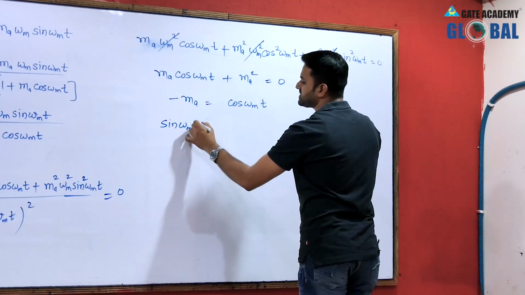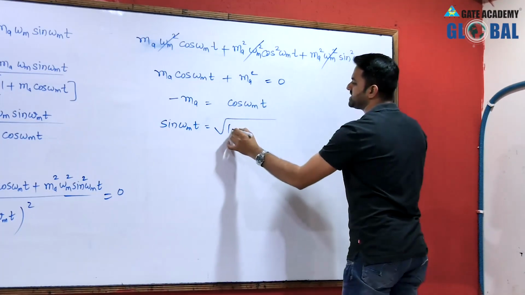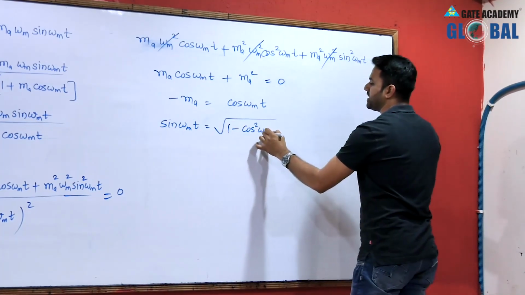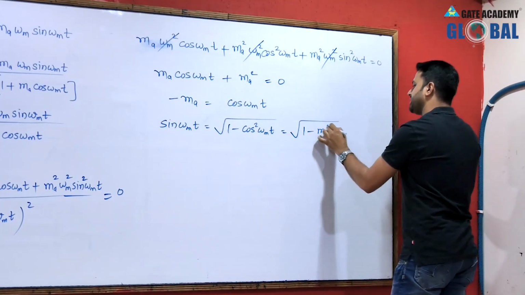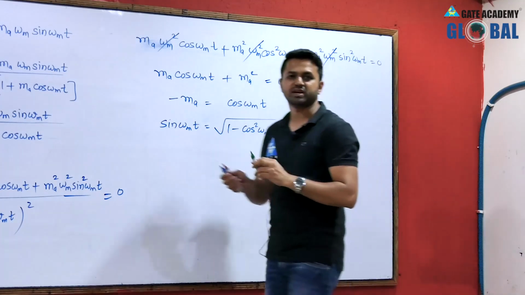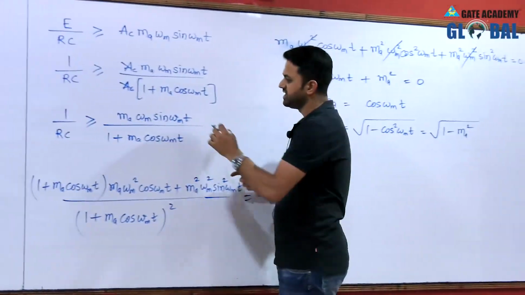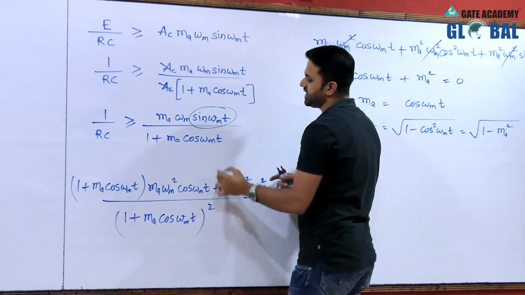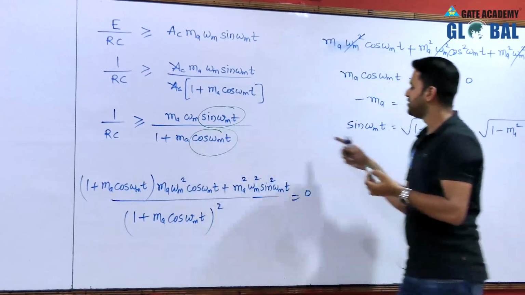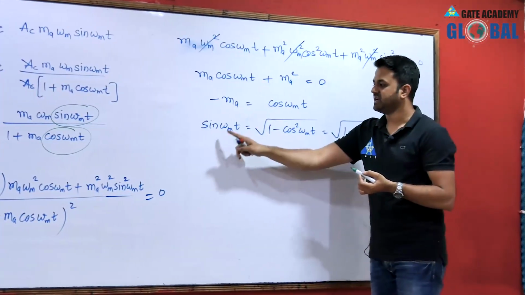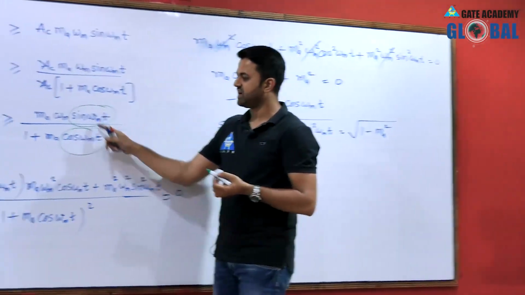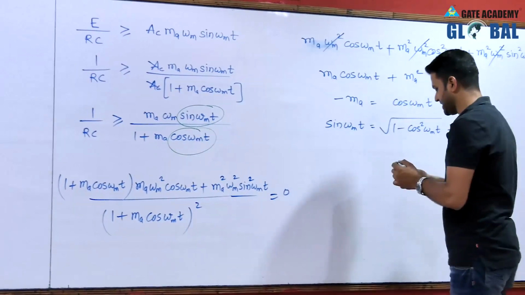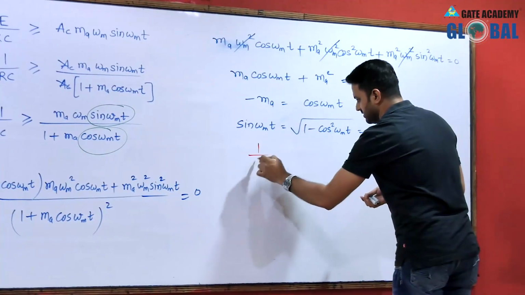So what will be the value of sin omega mt? Sin square omega mt can be written as 1 minus cos square omega mt, and cos square omega mt means MA square, so sin omega mt is root over 1 minus MA square. Because we have to calculate the maximum value of this right hand side, we need to calculate this sin omega mt and cos omega mt. So the value of cos omega mt is minus MA and sin omega mt is root over 1 minus MA square. If we substitute these values in this equation, we will get the value of RC.